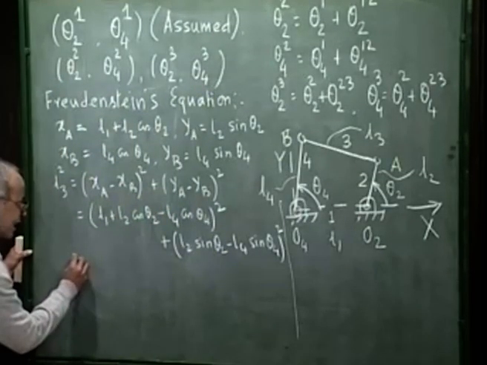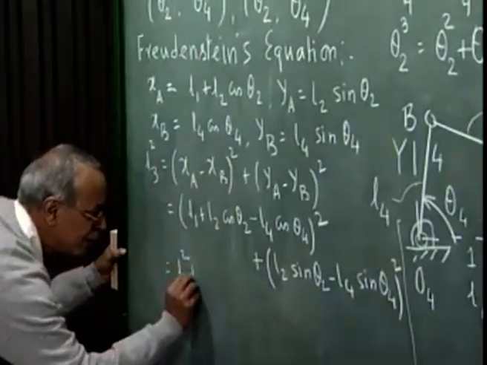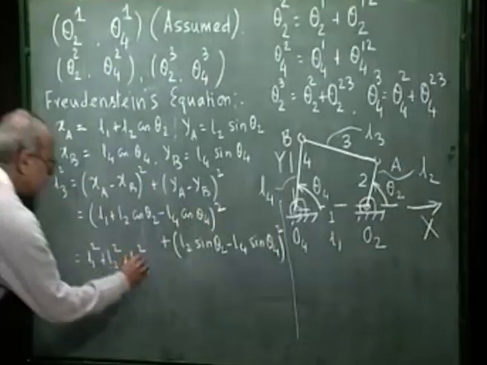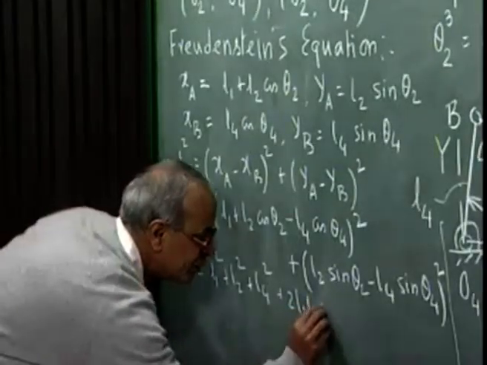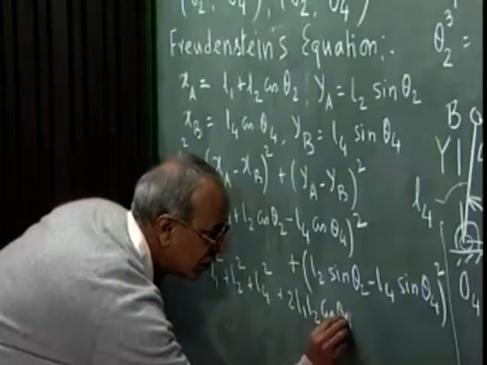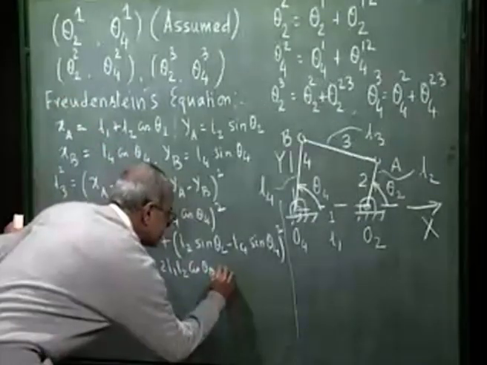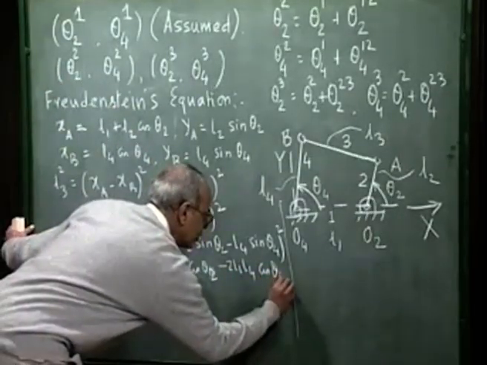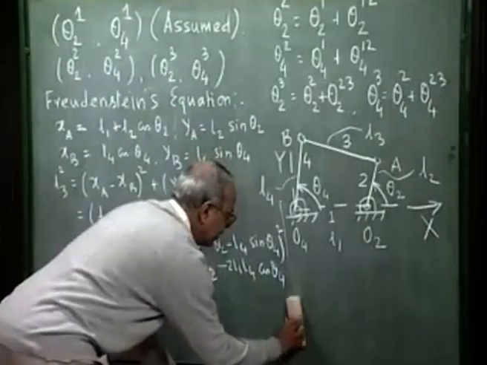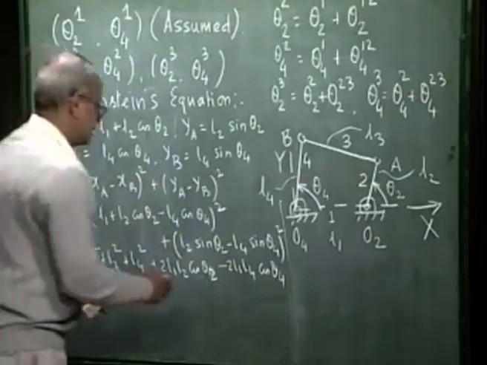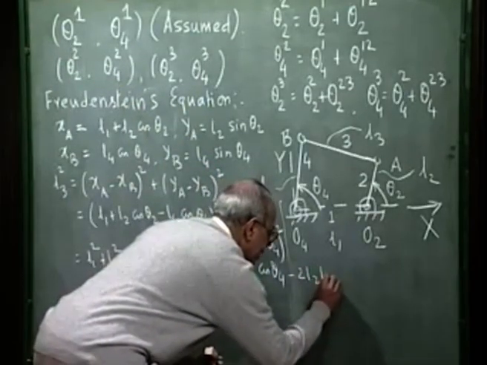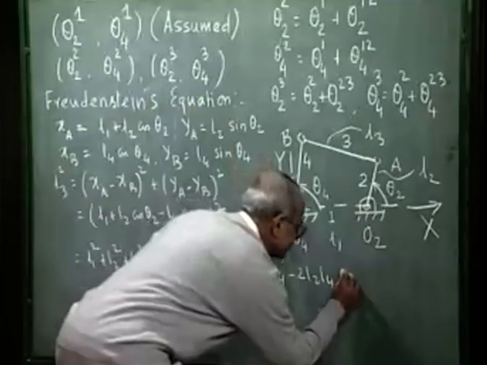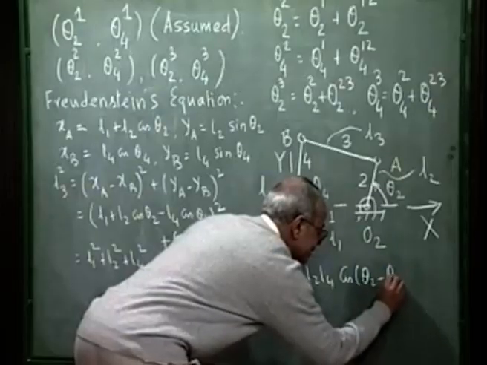Expanding this, we can easily get L1 squared plus L2 squared plus L4 squared plus twice L1 L2 cosine theta 2 minus twice L1 L4 cosine theta 4 and minus twice L2 L4 (cosine theta 2 cosine theta 4 plus sin theta 2 sin theta 4), which gives me cosine (theta 2 minus theta 4).